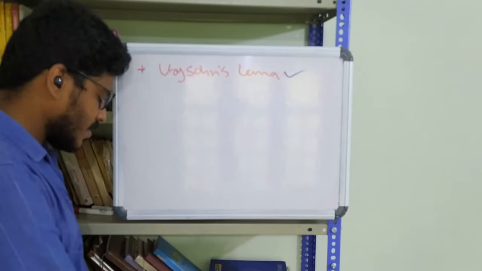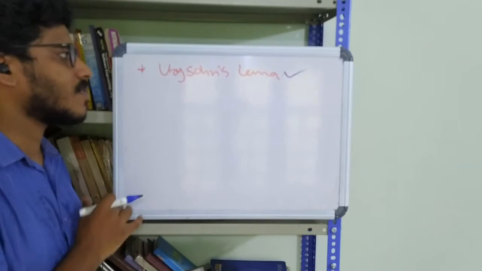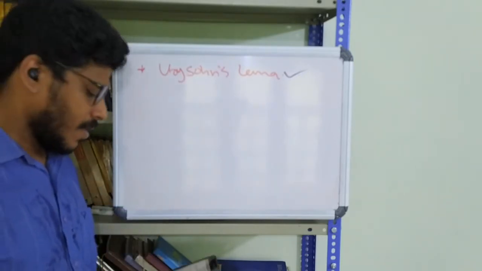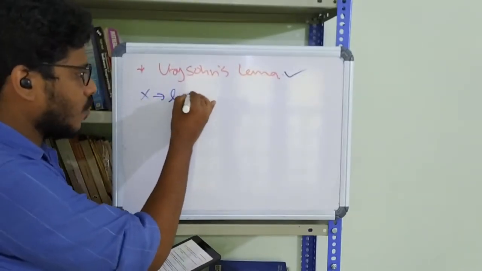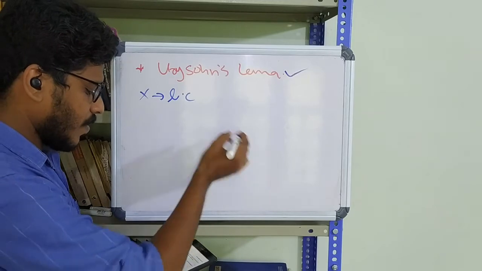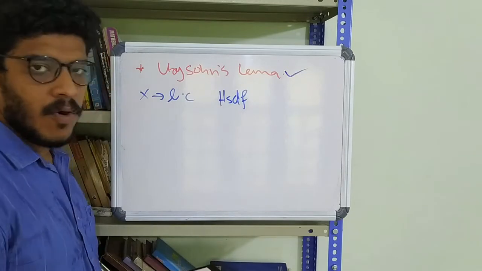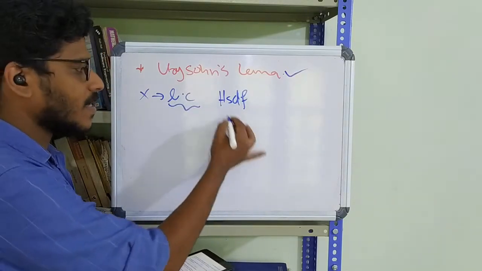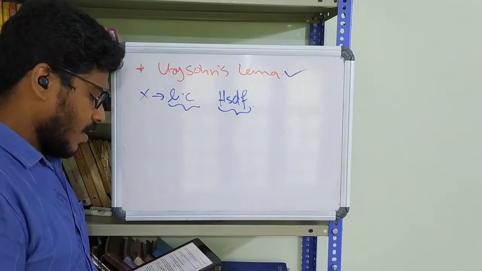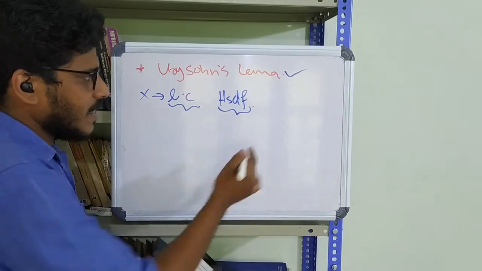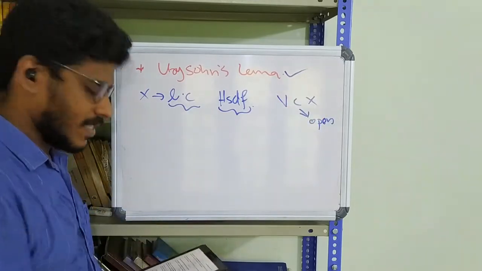See, the statement of Urysohn's lemma seems shorter and simpler, but the implications are not so. Urysohn's lemma has got wide ranges of application. Right. So, let X be a locally compact Hausdorff space. Locally compact Hausdorff space. I hope you remember what we mean by locally compact and Hausdorff. Alright, they are from the fundamentals. Let V be an open set in X. V subset of X is open.